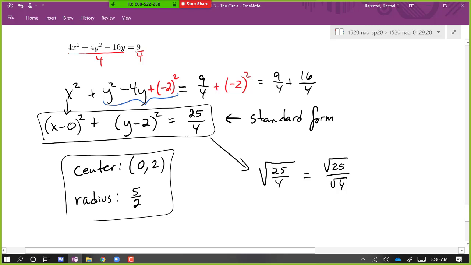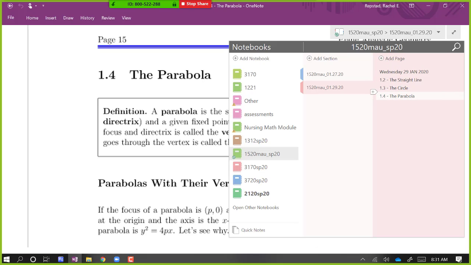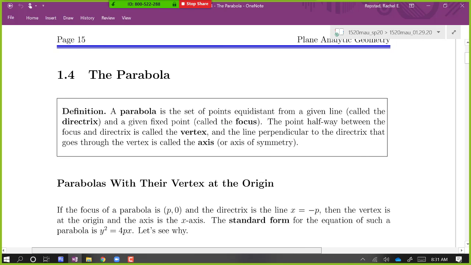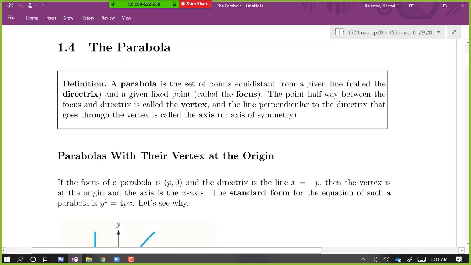Are there questions on that example? Okay. All right. Well then, let's talk about the parabola. So we're going to start with the geometric definition.